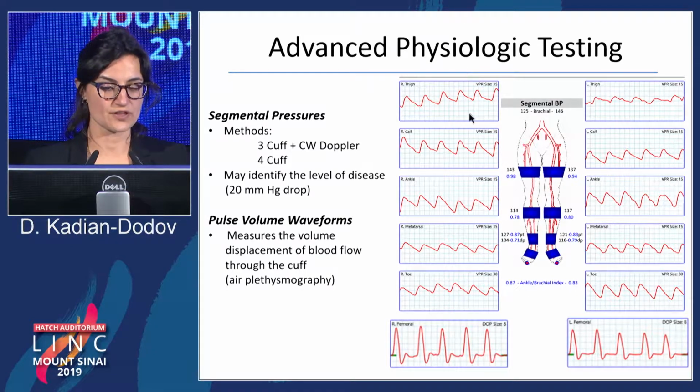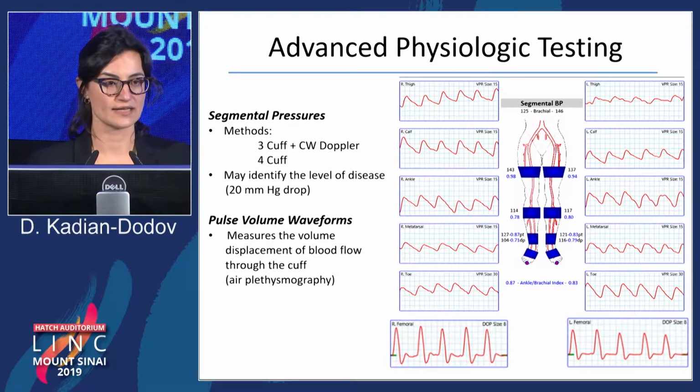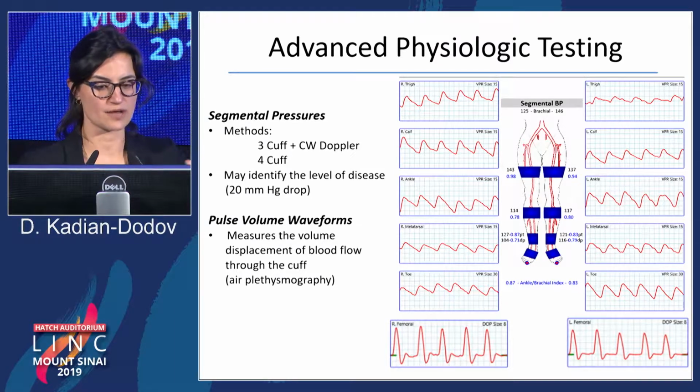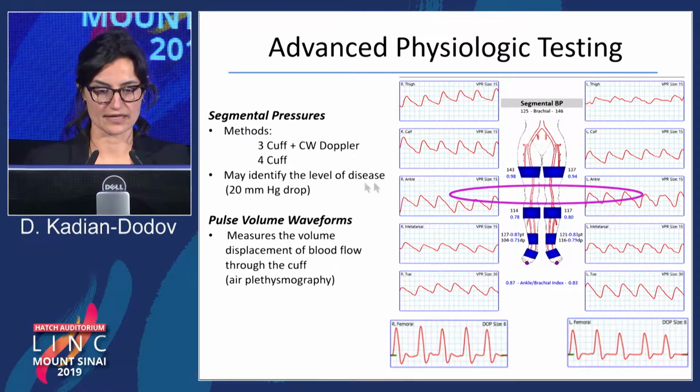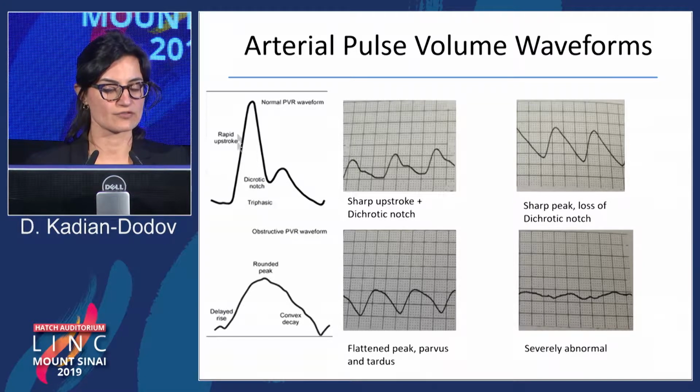And then these are pulse volume waveforms. The cuff's partially inflated, and you can actually measure the volume displacement of blood flow, and it mimics basically your arterial Doppler signal. And I have a slide with some examples of that as well. So here's a normal arterial pulse volume waveform. It should have a rapid upstroke, a nice dicrotic notch, and then go down.